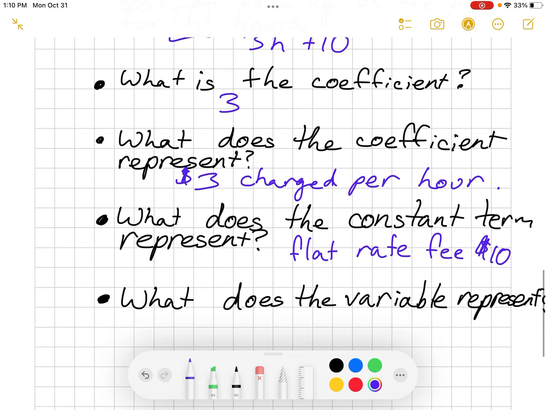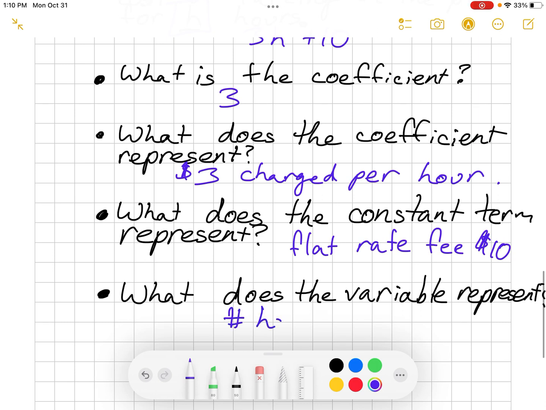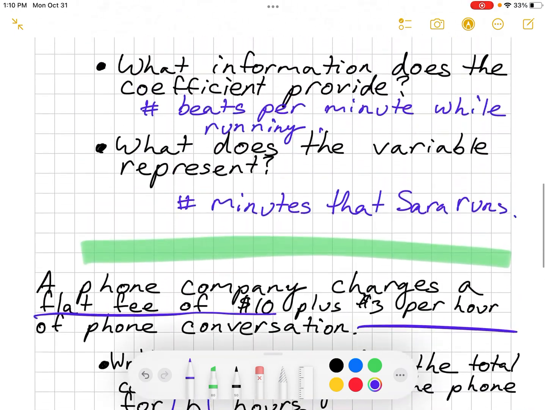And then, try not to get rid of that. What does the variable represent? The number of hours she talks on the phone. There we go. Okay, so hopefully this helps you if you're still struggling.